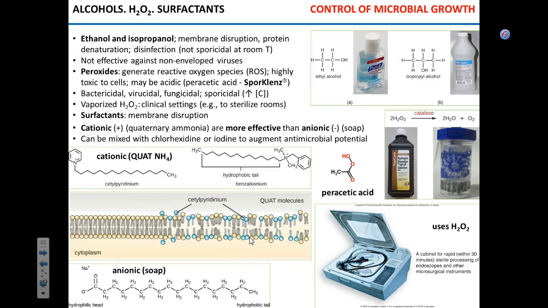Now, several chemicals, I kind of squeezed them into one slide here. Alcohols. We use two. We use ethanol and isopropanol. Rubbing alcohol is isopropanol. Hand sanitizer is ethanol. So these guys denature proteins and disrupt membranes. Why do we use isopropanol as the rubbing alcohol?